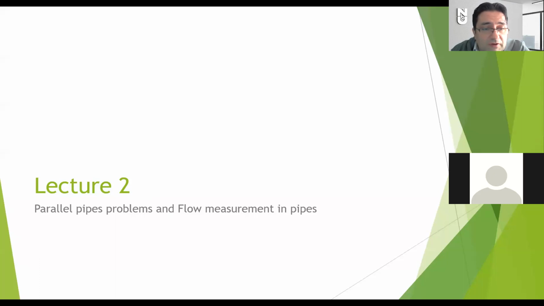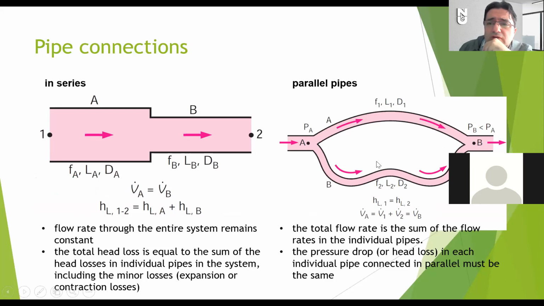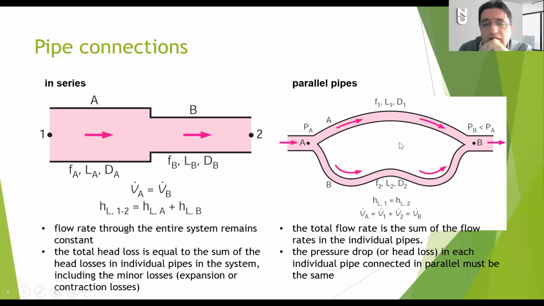After introducing you this topic, I'm going to finalize the topic of pipe flow by introducing how you can measure flow in pipes and what the calculation principles are for pressure loss in flow measurement systems. So let's start with the first topic. If you connect pipes in series or in parallel, how are you going to calculate energy losses? Let's look first at the left side, the connection of pipes in series.